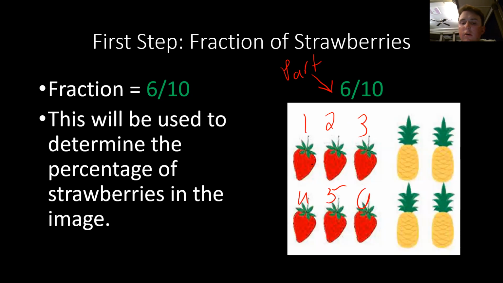So we have 6 strawberries and 4 pineapples. So that would be 10, which is our whole. So part over our whole, which is our fraction. And this will be used to determine the percentage of strawberries in the image. So we have our fraction, which is 6 over 10. Please take this information down in your notes and pause the video to do so.